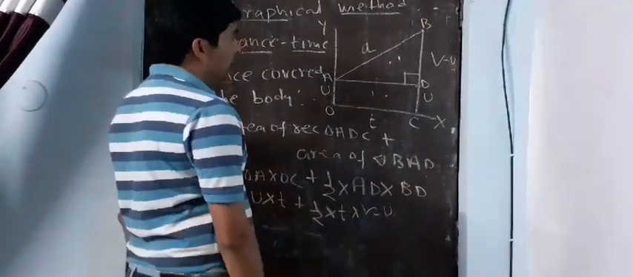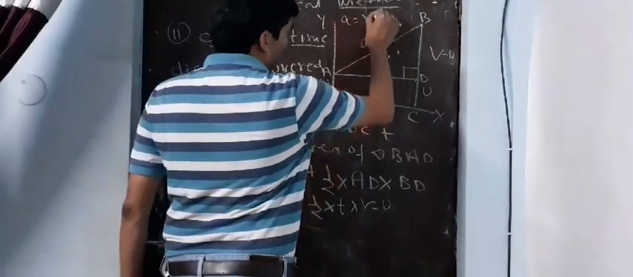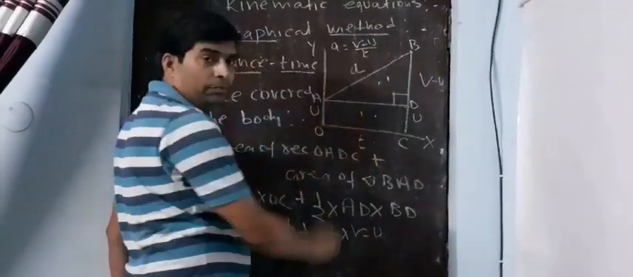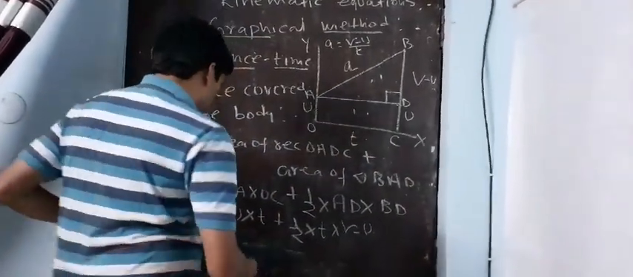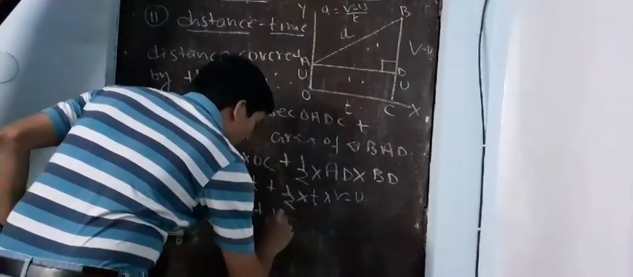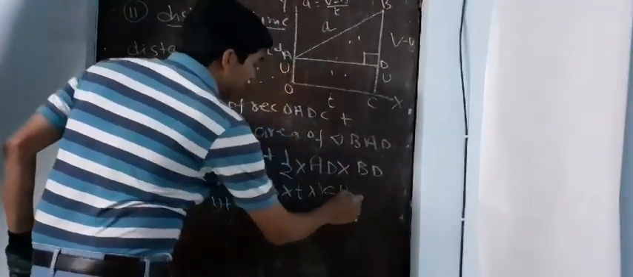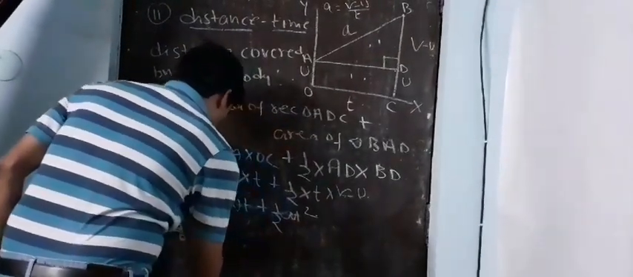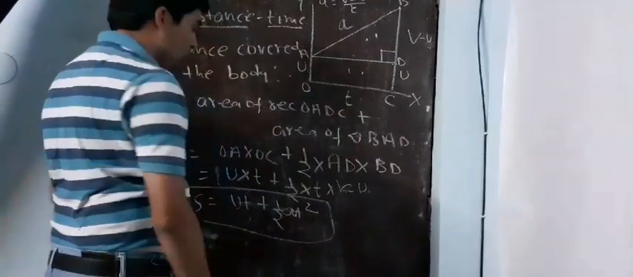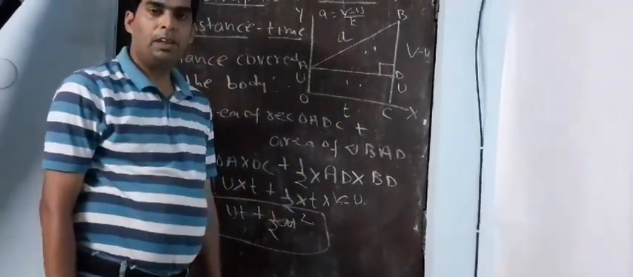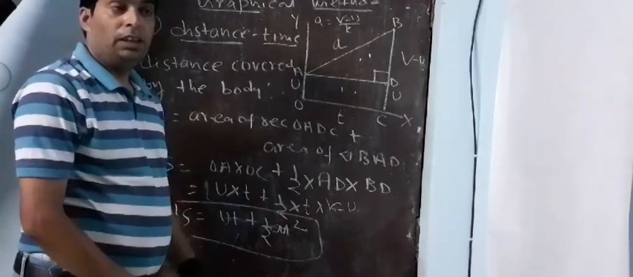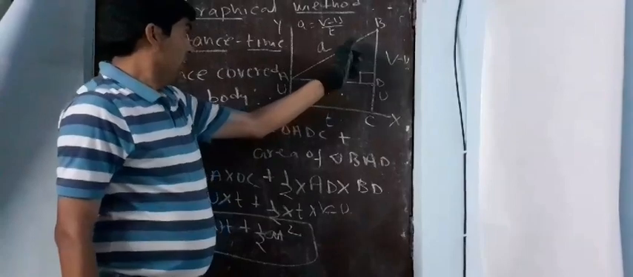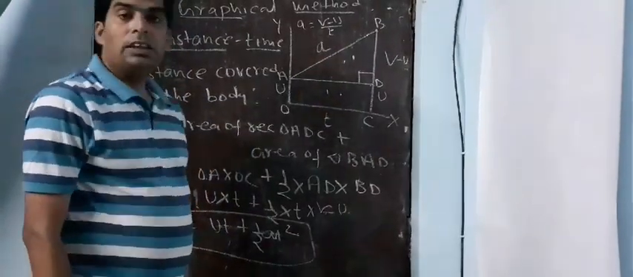As we know that A equal to V minus U by T, in place of V minus U, we may write AT. Yeah, we can write, substituting. So finally we can write it's UT plus half, in place of this, AT, and another T is there, so it's AT square. So the equation is S equal to UT plus half AT square. What is the significance of this equation? This equation helps us to find the distance covered by a body which is moving with some acceleration, started with some initial velocity.